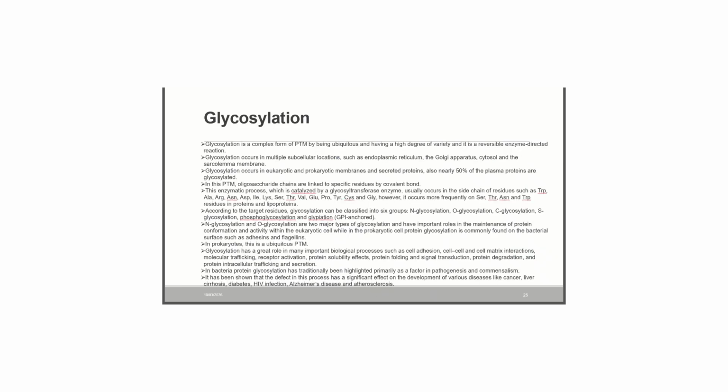The other type of reversible post-translational modification is the addition of groups. So we have glycosylation of residues like carbohydrate residues, and this is very important. It is a complex form of post-translational modification, adding ubiquitous groups and having a high degree of variety.